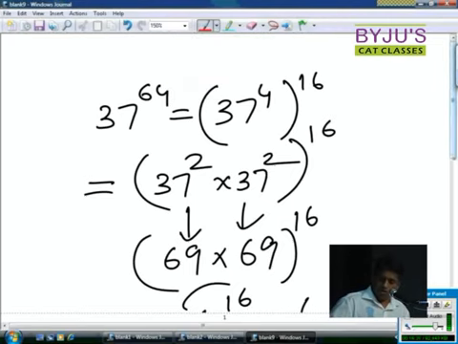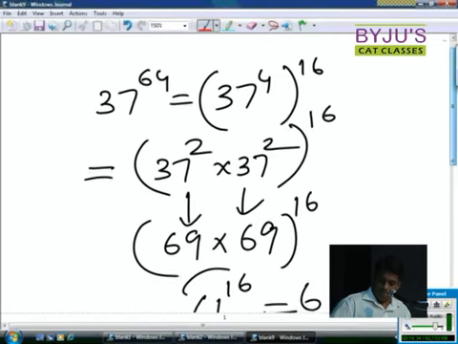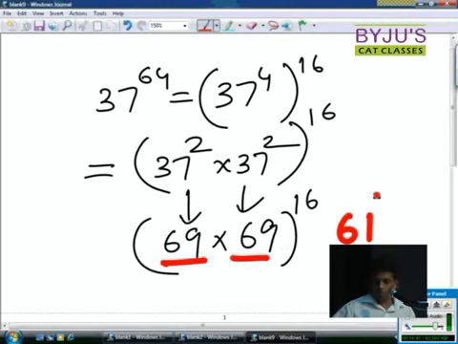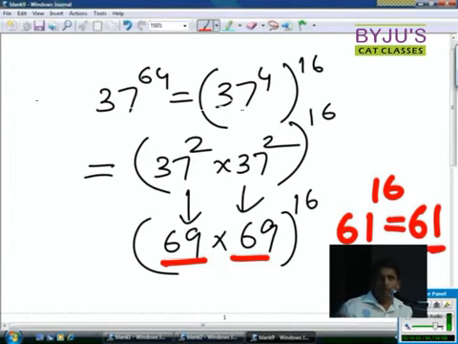Okay, so you can just note down the method. 69 into 69, also we are applying the same logic. Difference from 50 is 19, 19 square is 61. If you know squares of numbers up to 25, this can be applied very fast. Otherwise, it itself is a fast method. You can make it super fast if you start using that square method here also. 61 raised to 16 we already know, right? That's a direct answer. 61.